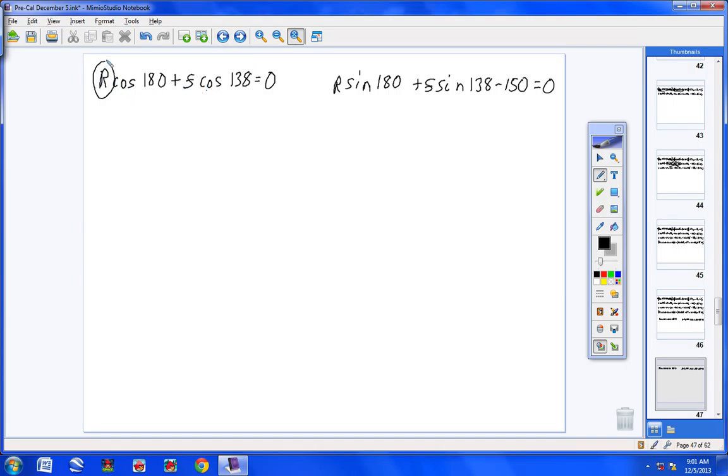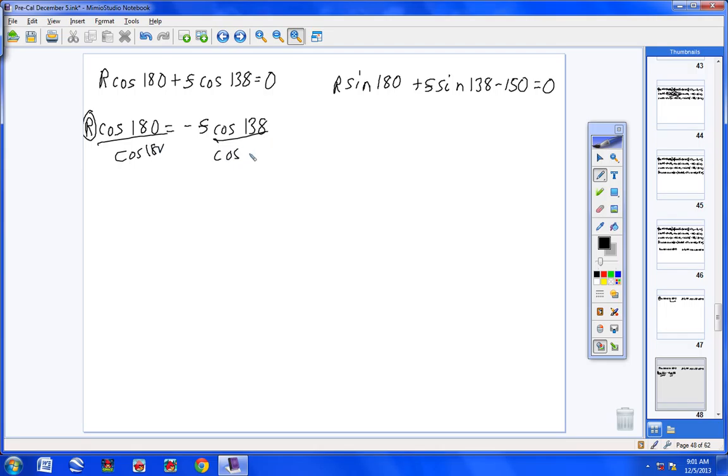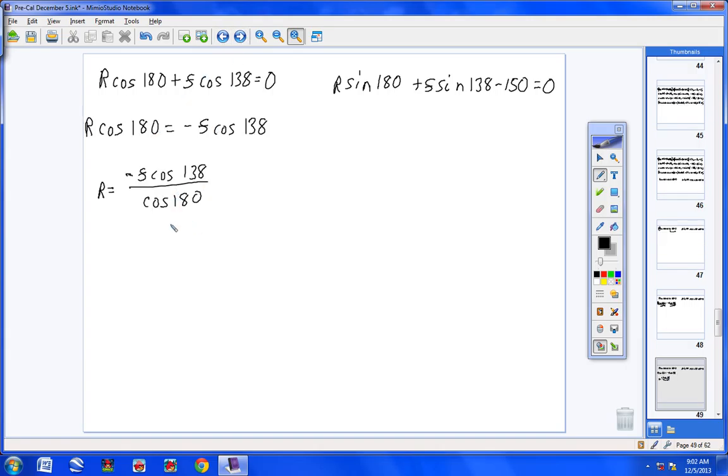If we're going to get r by itself, the first thing I need to do is move this term over and make it negative. Okay, so there we go. I brought the s cosine over and made it negative. Next, if I want to get r by itself, I've got to divide both sides by cosine of 180, and these will cancel out. So there we go. You're left with this right here. Now that's what r equals.